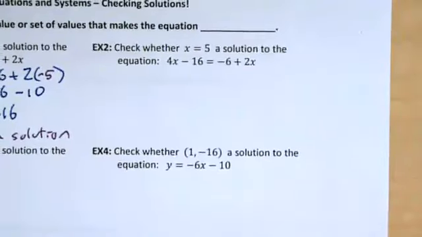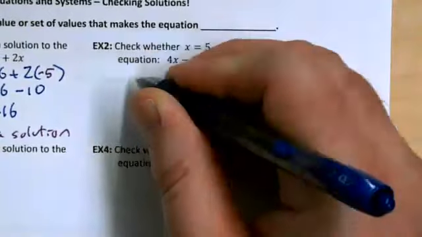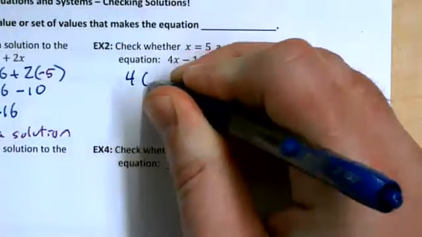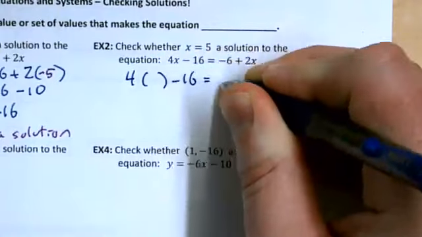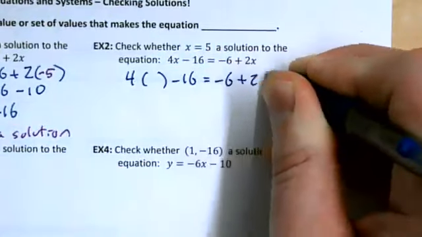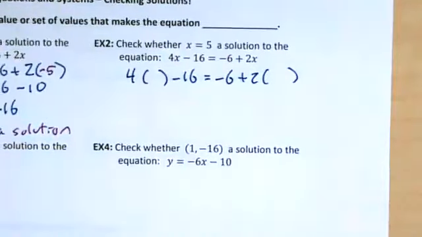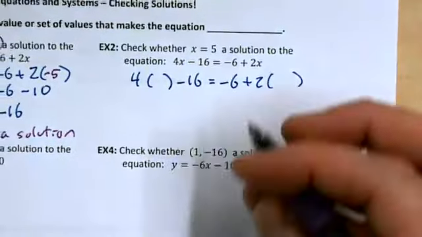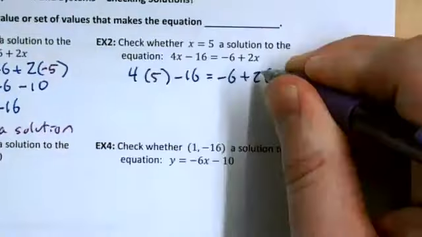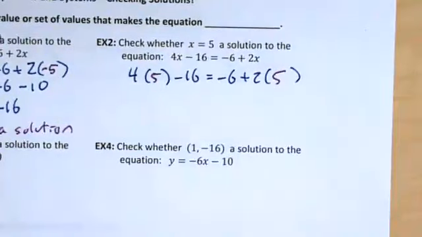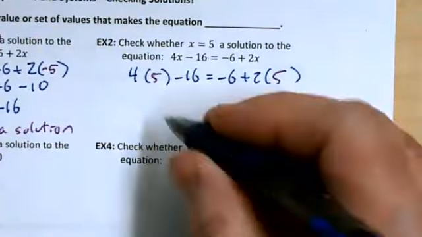Can I get you guys to go back and do the exact same thing, but check +5 this time? See if that works. Stick a +5 in place of all your x's. And then simplify.